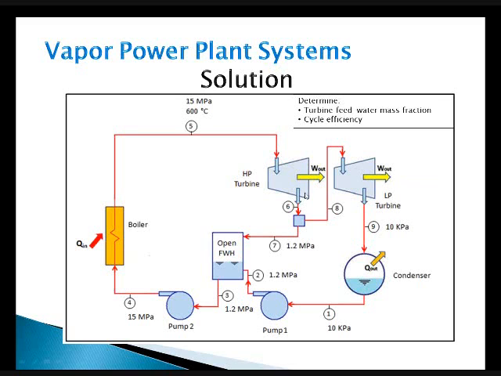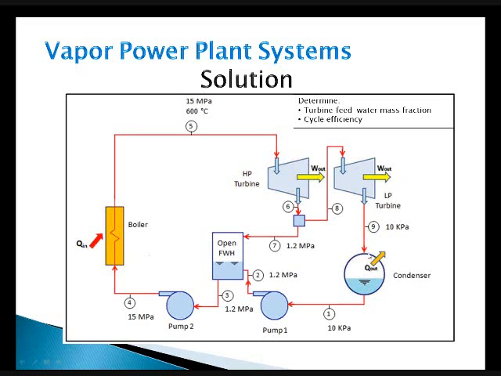You have a high-pressure turbine, and a fraction of the flow comes out, goes into the feed water heater, and the rest of it goes to the low pressure. The cycle is working on the low pressure of 10 kilopascal, the intermediate of 1.2 megapascal, and 15 megapascal is the highest pressure.